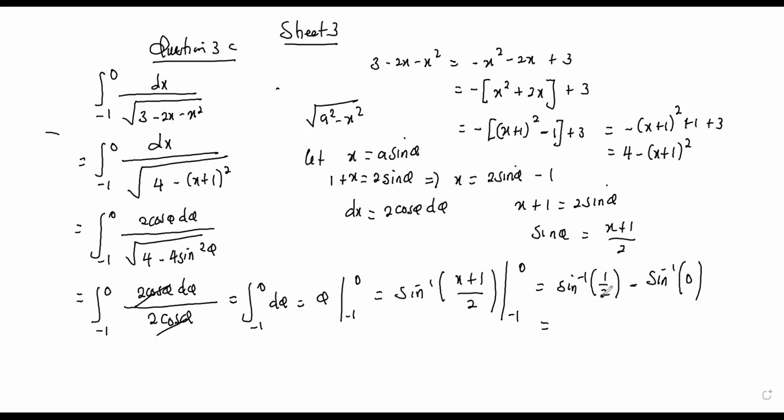So if you check, sine inverse of half is actually 30 degrees minus sine inverse of 0, which is 0. So the answer is 30 degrees. Because we've gone back to the x to change things.